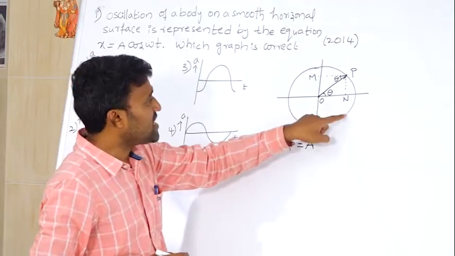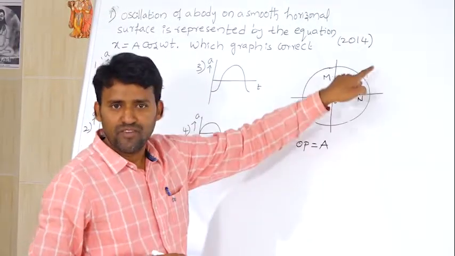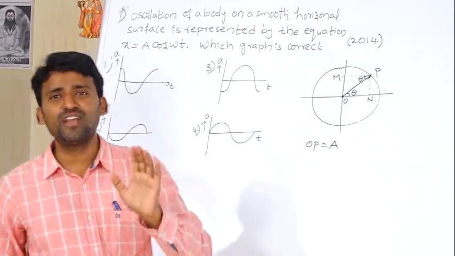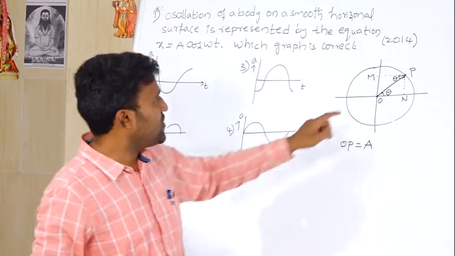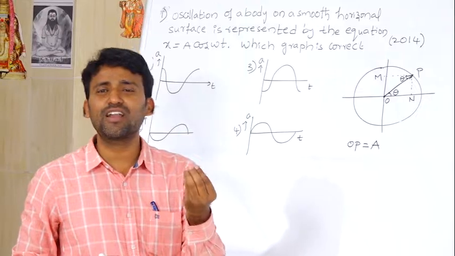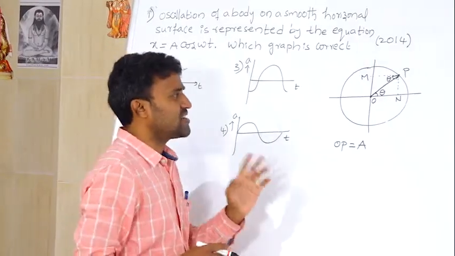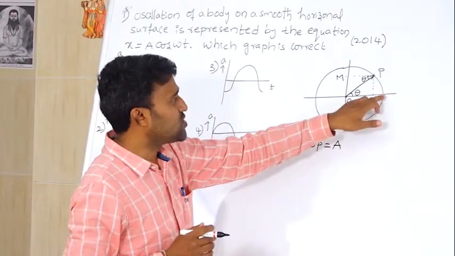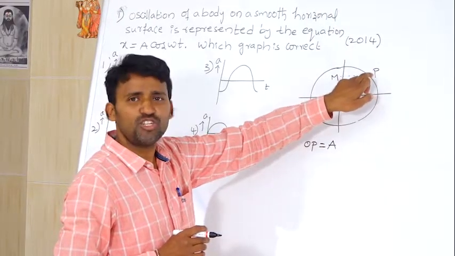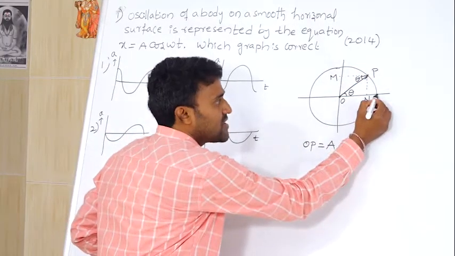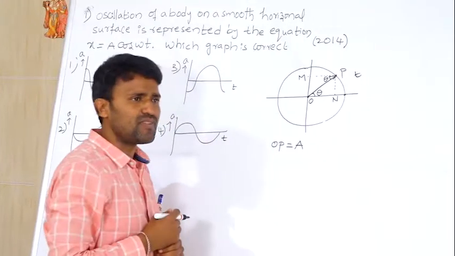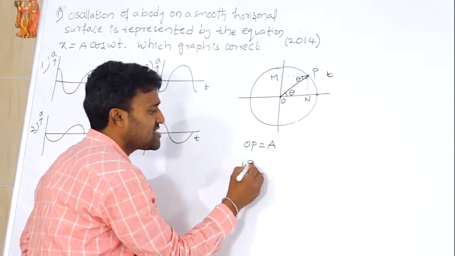When the particle is moving on the circular path, it can have an angular velocity. But we only know point P and theta. How can we derive the angular velocity? At t is equal to 0, initially the particle is here. At t is equal to t, the particle position is P. It travelled from here to here in a time interval t.